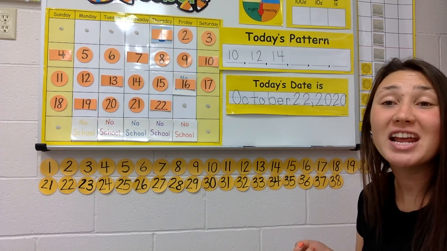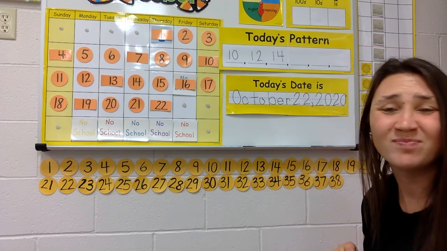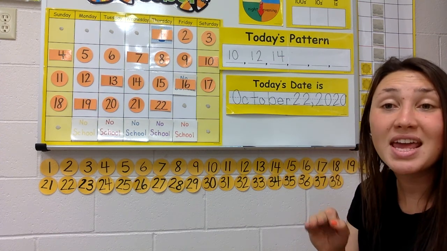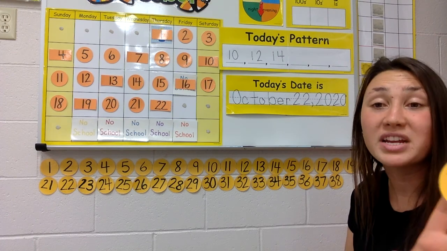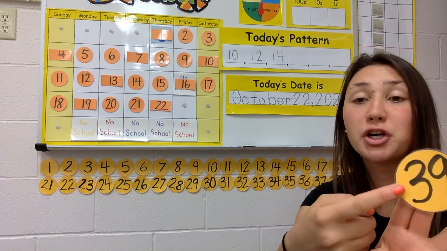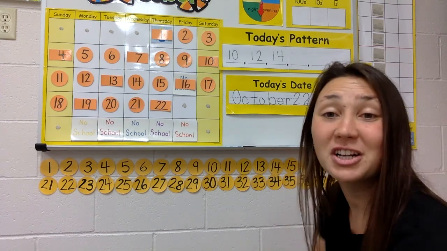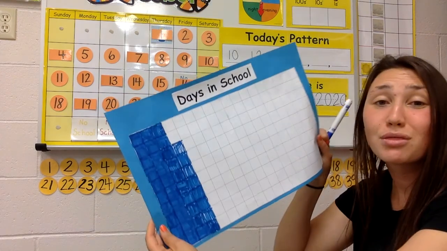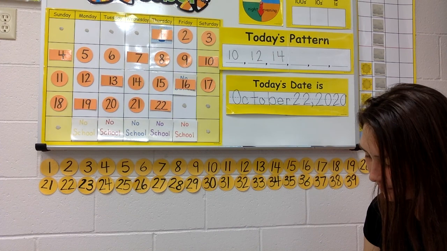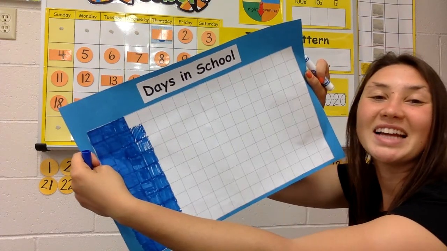Today, we'll have 39 days in school. What two numbers make up a 39? Yeah, a 3 and a 9. And the 3 has to come first, right? 39, like that. So I'm going to color the 39th square in our days in school chart for 39 days in school.